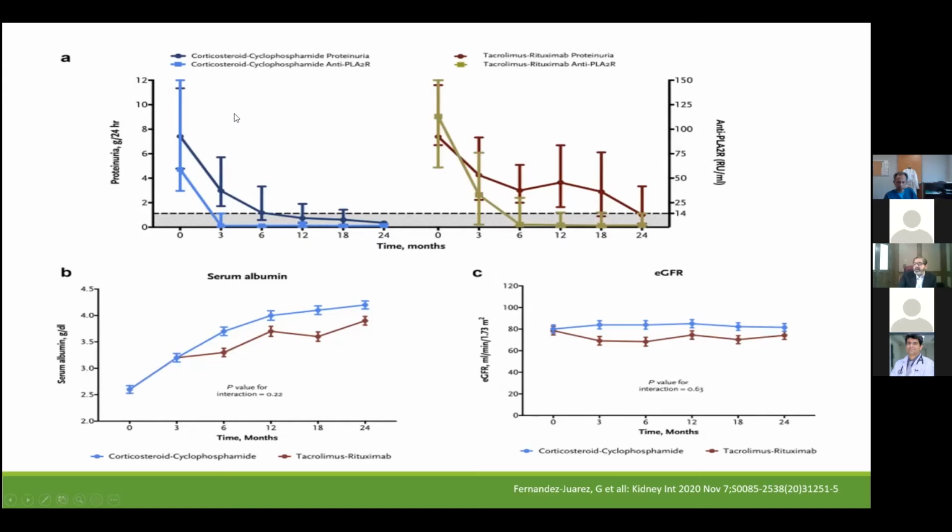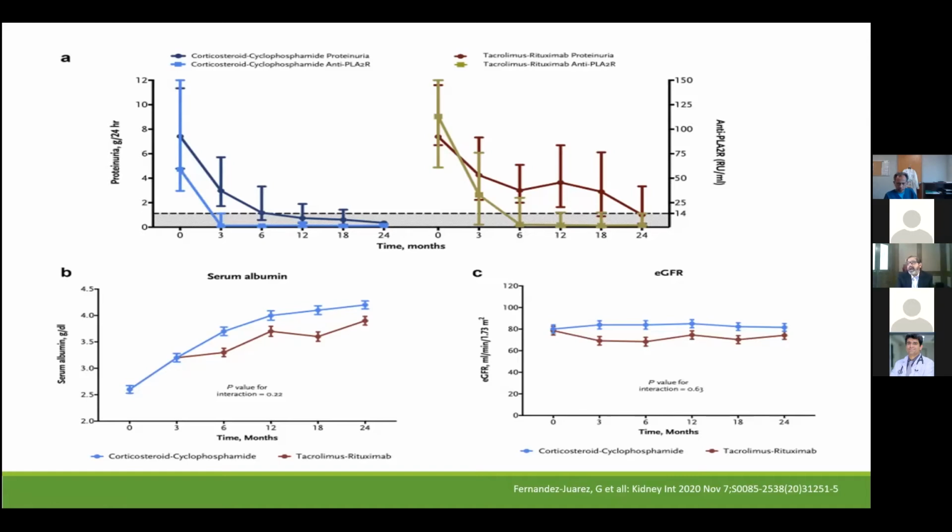The PLA2R level in the TAC group is not statistically significant, but the median levels are much higher in the TAC group compared to the corticosteroid group. And so the albumins again go up, but the cyclical group is superior, and GFR in the cyclical group looks better at all time frames.